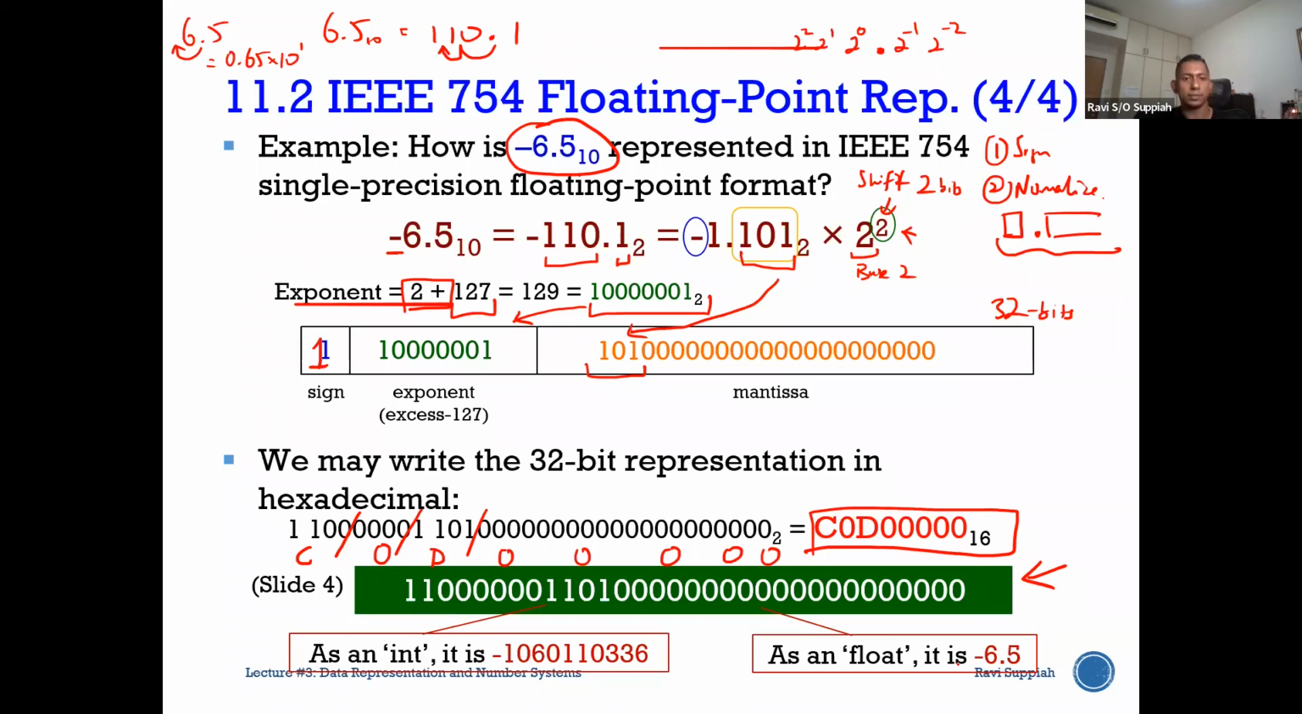are looking at the representation. If I say that this 32-bit value is an integer and is represented in a 2's complement form, then we say that this is a negative, this large number over here. Okay, but this same 32-bit value, if I say that this is actually a floating point representation in the IEEE 754 format, then you actually say that this is negative 6.5.